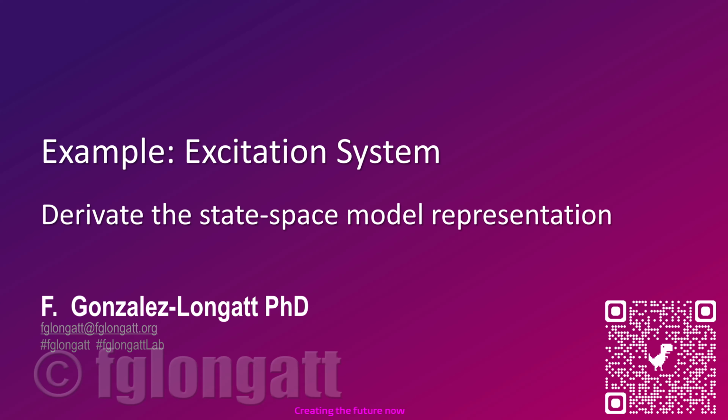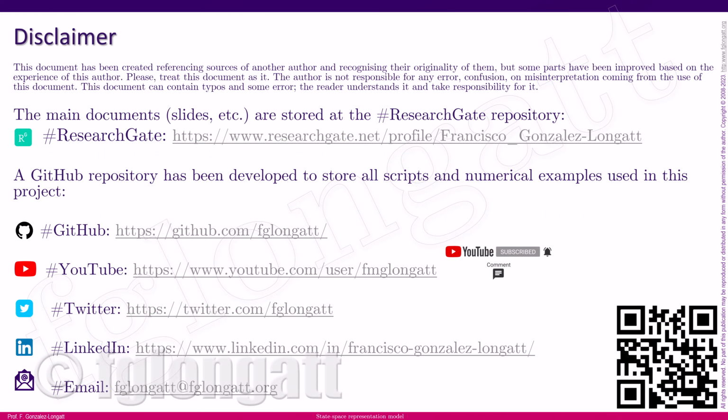And the job today is a very practical work related to state space model representation. In fact, today what we are doing is basically deriving the state space model representation for a very simple controller used in electrical power system. Specifically, we are using an excitation system as the example for the video today. So without further delay, let me start with the simple and general information.